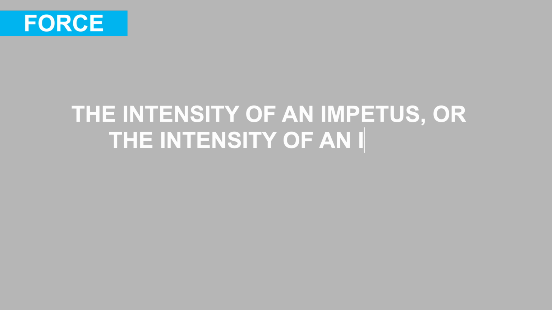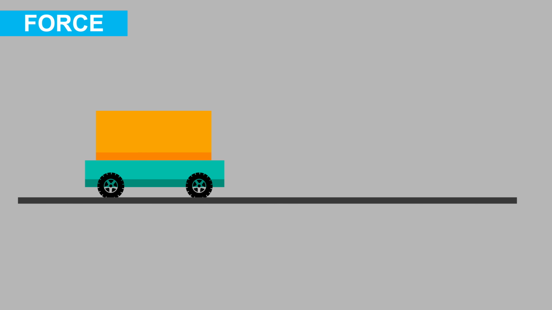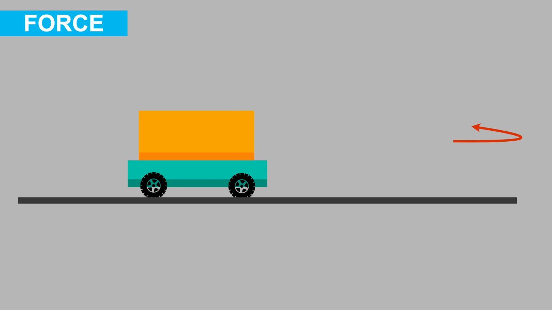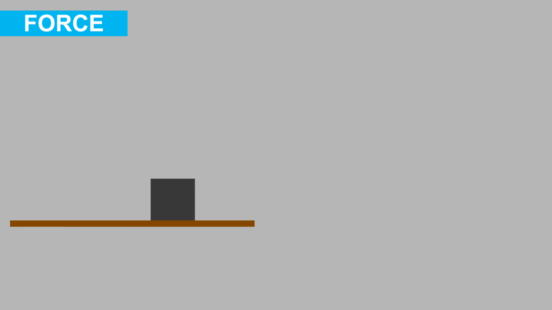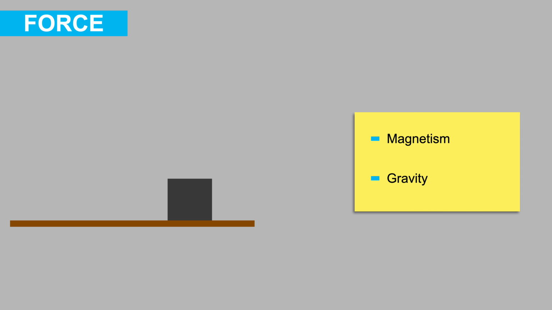What is force? Force is defined as the intensity of an impetus or the intensity of an input. The word impetus means the energy with which a body moves. So force is essentially the intensity of energy. It is energy that can influence an object by causing it to change its direction or speed of motion. Force can also be described as a push or a pull that can cause an object with mass to accelerate or move from a state of rest. This can be due to magnetism, gravity, or anything that might cause a mass to accelerate.